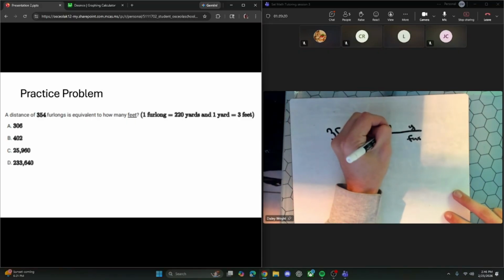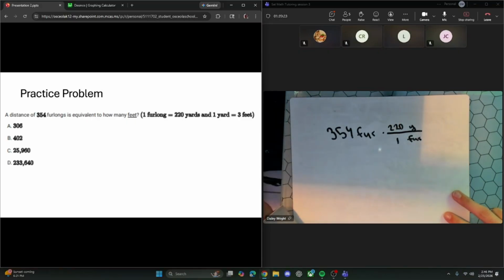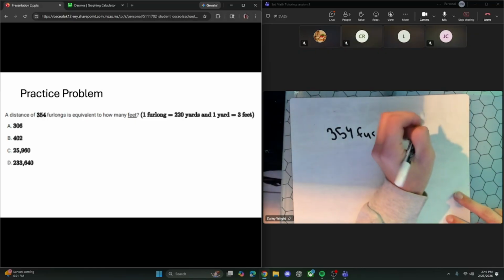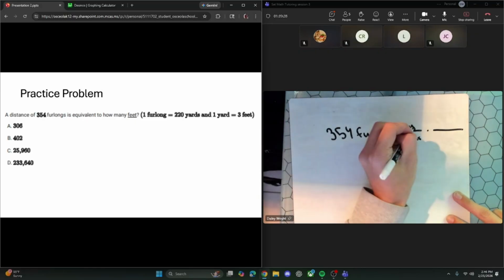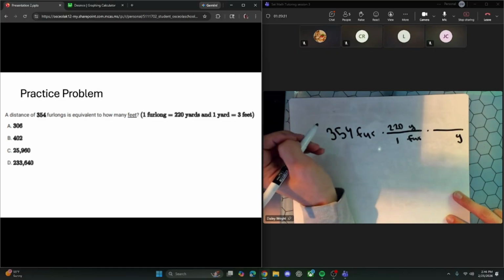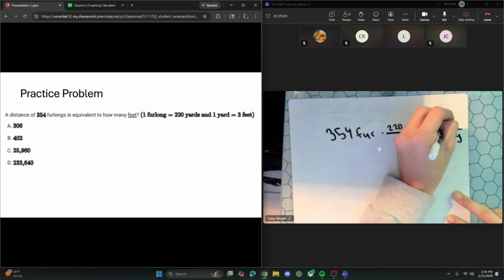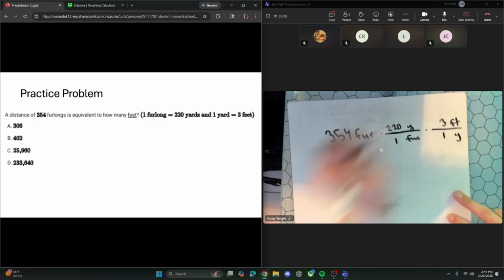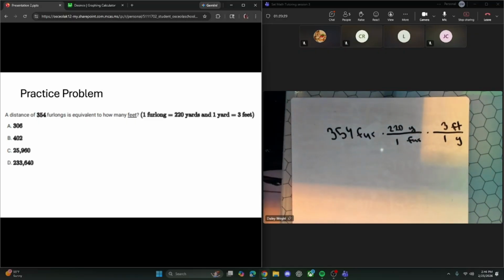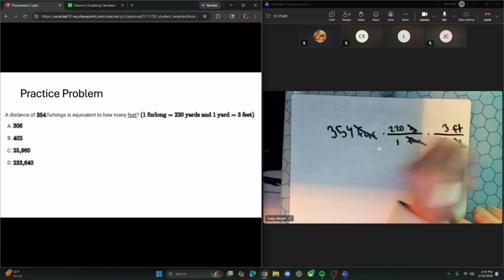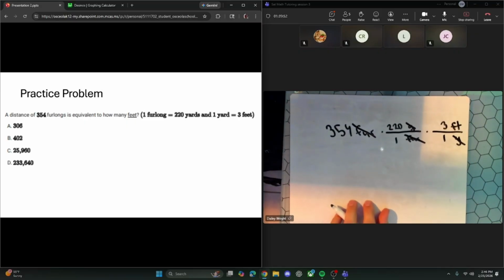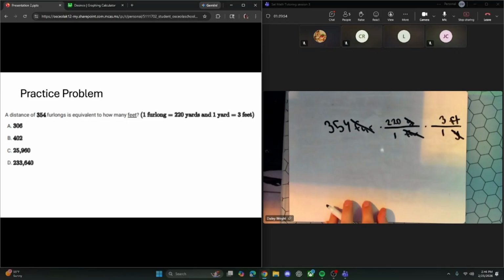So there's 220 yards in 1 furlong. And then you want to get it to feet, and you're getting rid of yards here, so put yards on the bottom. And 1 yard equals 3 feet. So basically, I'm going to show you how the way you do this actually works. The furlongs would cancel out here, and the yards would cancel out. So whatever your final number is, it leaves you with feet. Once you cancel everything out, it intuitively makes sense.